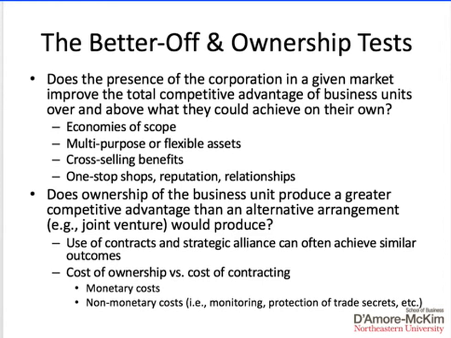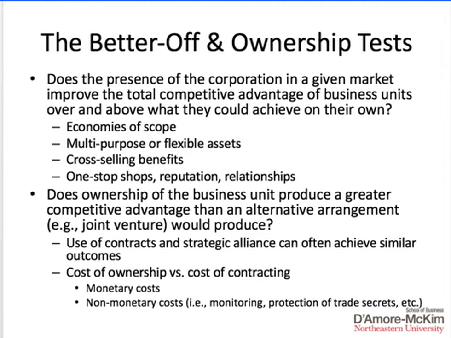As we think about what the better off and ownership tests look like for diversification, there are some slight differences from vertical integration. The better off test essentially asks, does the presence of the corporation in a given market or industry improve the total competitive advantage of the business units over and above what they would earn as if they were separate? These benefits from being better off tend to come from, first, economies of scope, where I leverage my core competency or leverage existing resources across multiple industries. Therefore, I'm getting more efficient use of those resources.